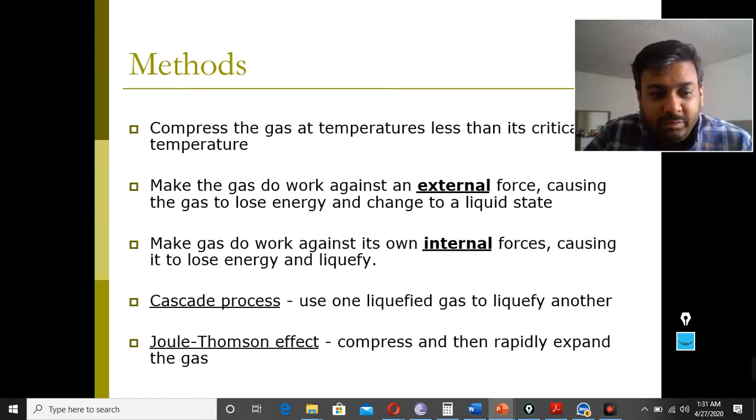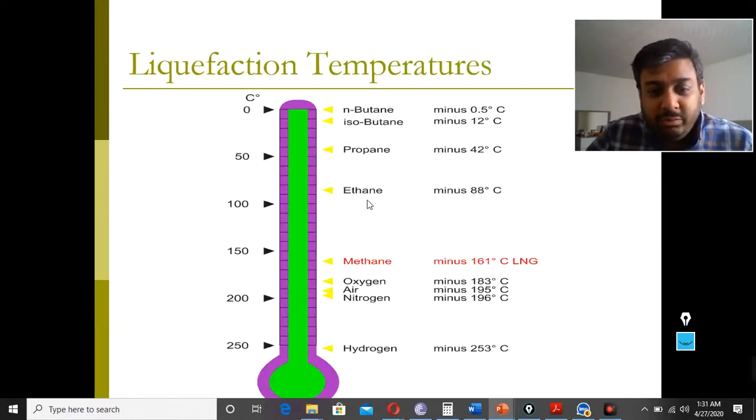That's the main process, and two processes are usually used. One is the cascade process, and the other is the JT effect, the Joule-Thomson effect: compress and then rapidly expand the gas. Usually the JT effect is the one mostly used in this process, and we will discuss it in much more detail in the coming lectures.